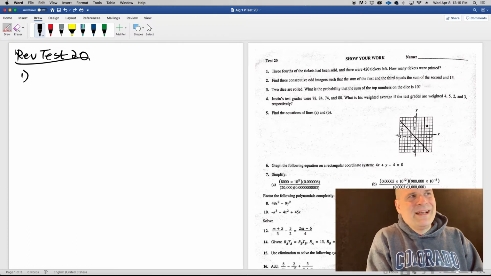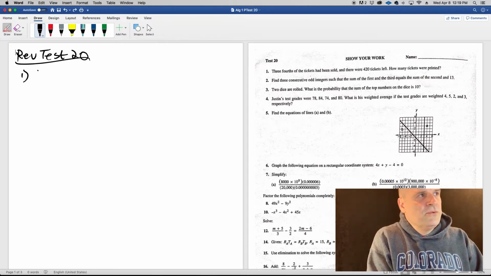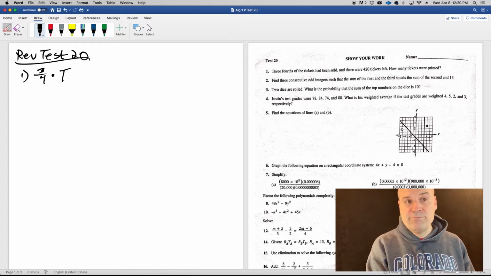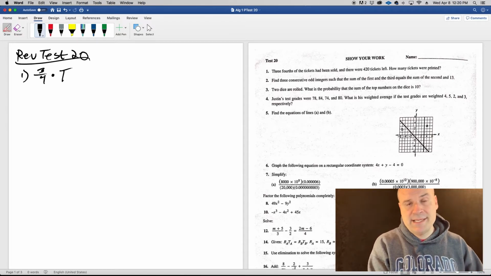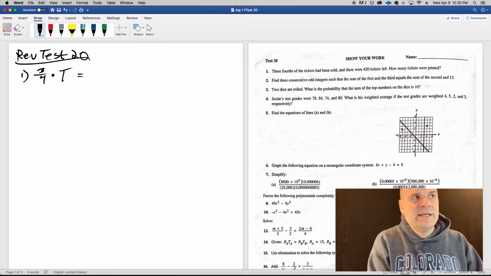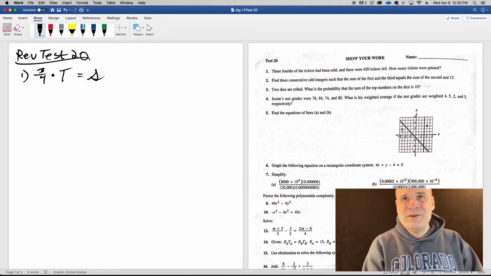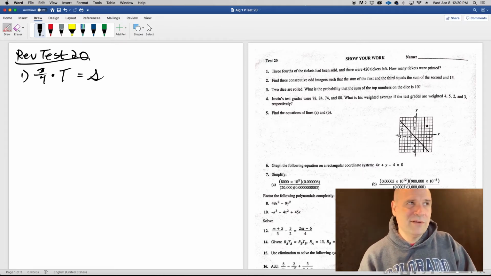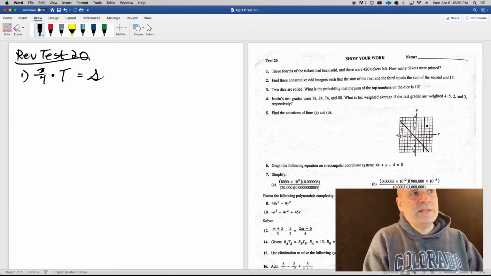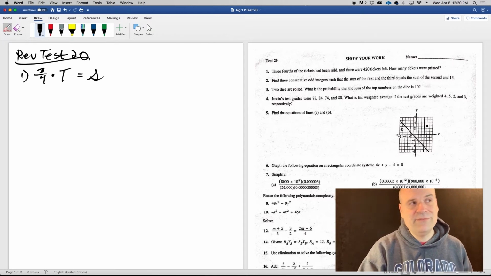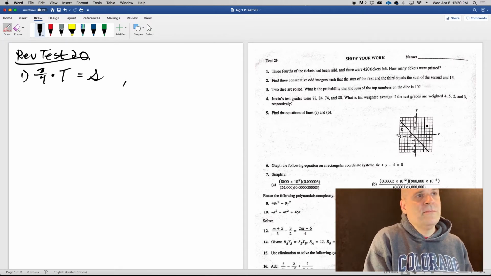Okay, so how do you translate this? 3/4 of tickets, T, had been sold. Okay, so had been is a past tense for what verb? Is. How do you say is? Equals. And then I'm going to say S for sold. And then it says there were 420 tickets left. Well, that's different than how many had been sold. So if 3/4 had been sold, what fraction were left? Well, 1/4 of the tickets were left.